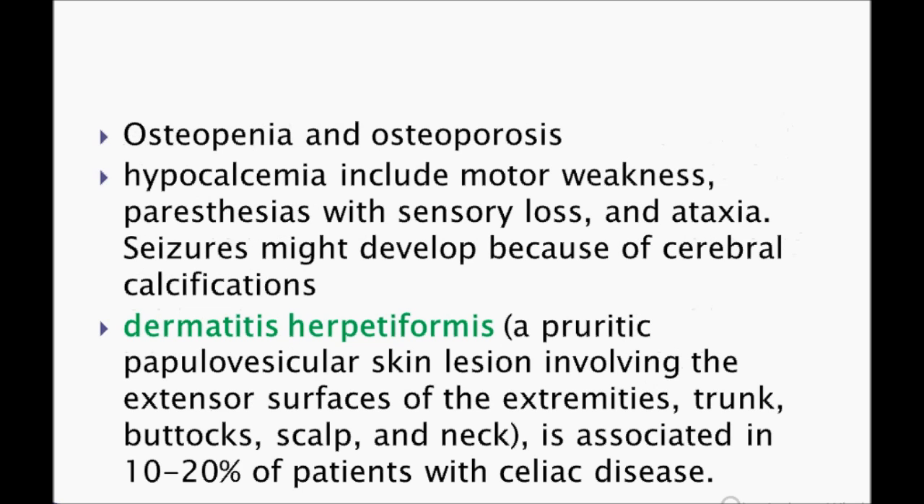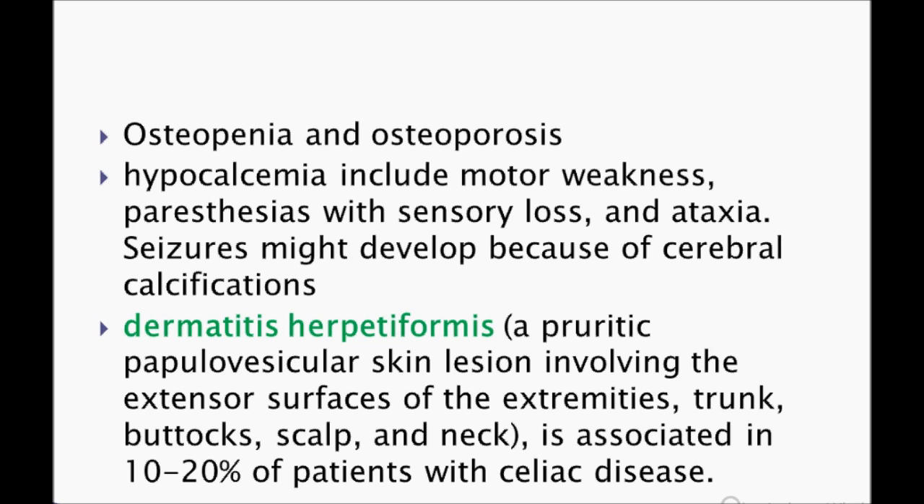Osteopenia, osteoporosis, remember, very important. Sometimes in USMLE they give the history and ask which of the following could be seen after 50 years or in old age. Hypocalcemia includes motor weakness, paresthesia with sensory loss, ataxia, seizures. If you want to remember, otherwise it's okay.